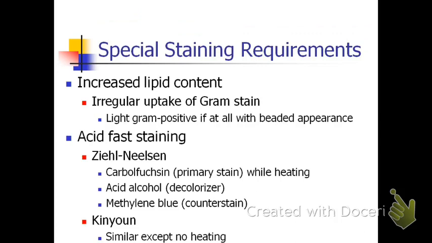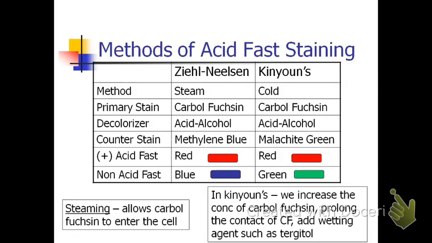So, special staining requirement. We do not usually use Gram stain because of the increased mycolic acid. Increased mycolic acid would have irregular uptake of Gram stain. But of course, theoretically, Mycobacterium is Gram positive. But we do not routinely employ Gram staining for Mycobacterium. What we're doing is the Ziehl-Neelsen method and the Kinyoun method, which I have already discussed a while ago in the introduction. So perhaps you are already familiar with this slide.